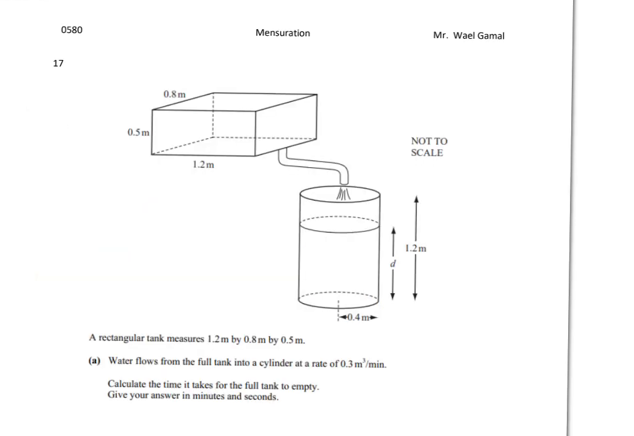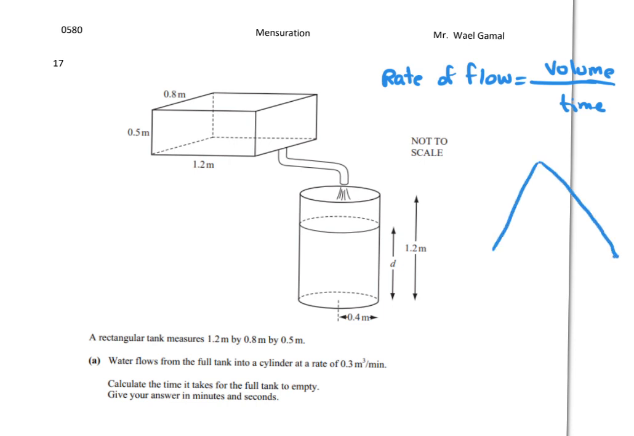Number 17. Before we solve number 17, you should know this rule. The rate of flow equals volume over time. We can use a triangle to write this rule. So this is rate R equals volume over time. So if I need rate, volume over time. If I need time, volume over rate. If I need the volume, rate times time.